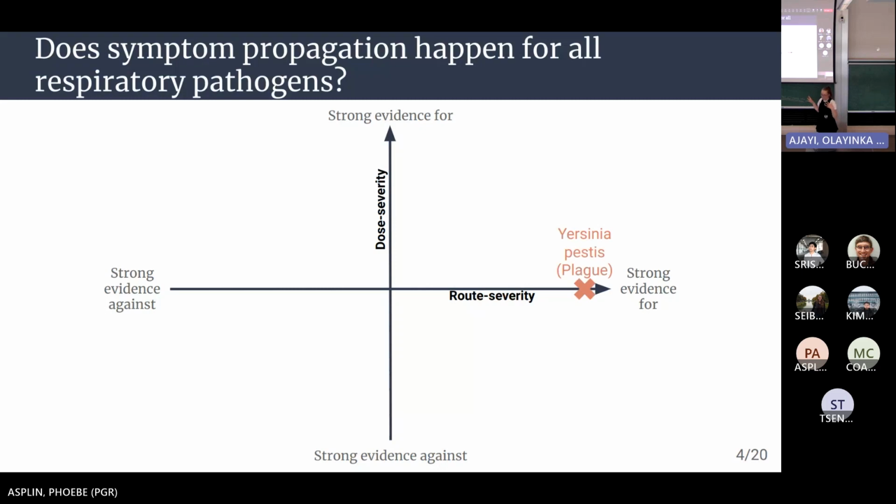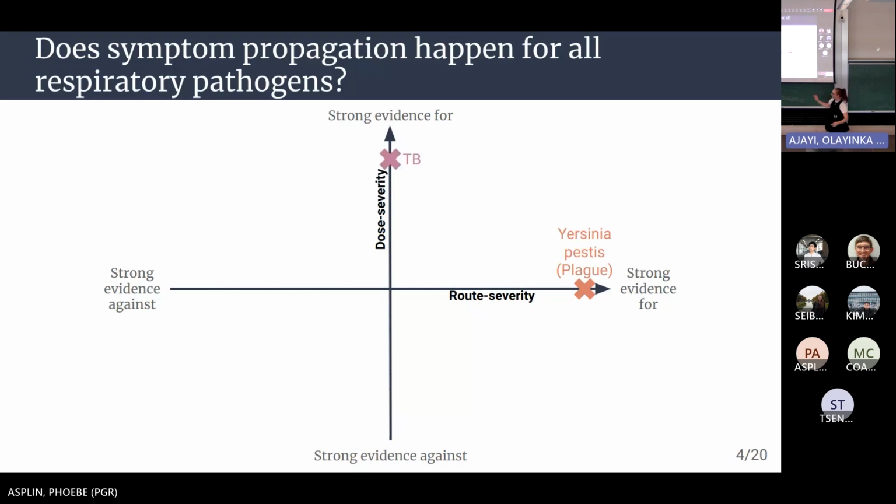A very clear example is something like Yersinia pestis, which causes plague. This is one where we know the route-severity relationships definitely happen, because there are 2 types, bubonic and pneumonic plague. And if you're infected by someone with pneumonic plague, you will get pneumonic plague because of the transmission routes. But we basically know nothing about dose-severity relationships, because it requires doing experiments where you infect people, and no one wants to do that with plague, unsurprisingly.